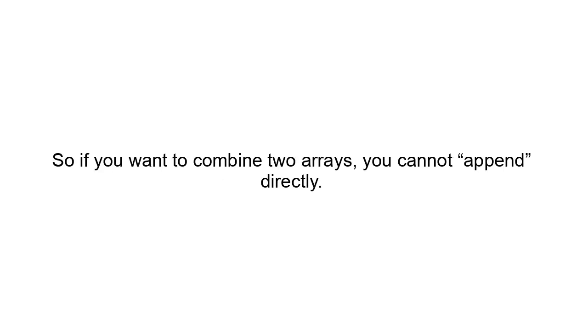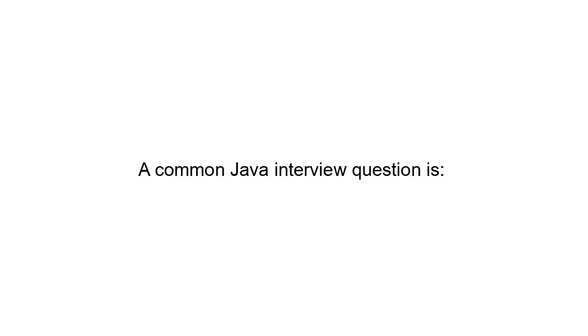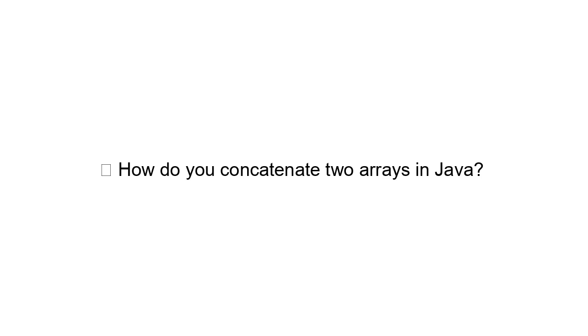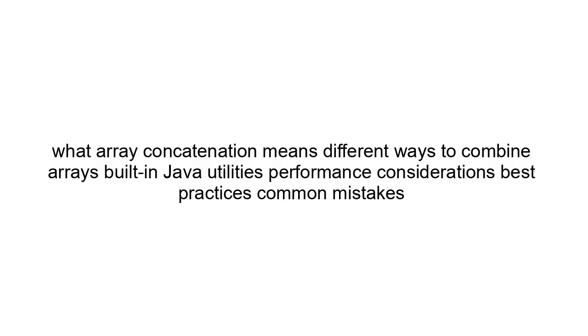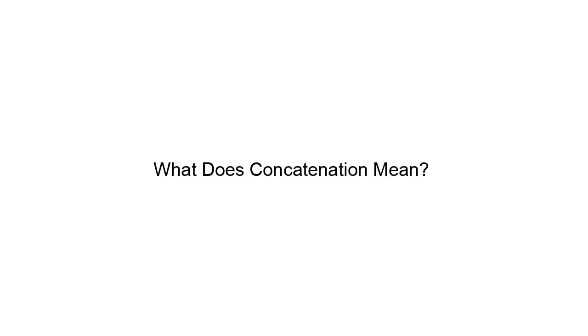So, if you want to combine two arrays, you cannot append directly. Instead, you must create a new array and copy elements from both arrays into it. A common Java interview question is, how do you concatenate two arrays in Java? This topic explains what array concatenation means, different ways to combine arrays, built-in Java utilities, performance considerations, best practices, common mistakes.